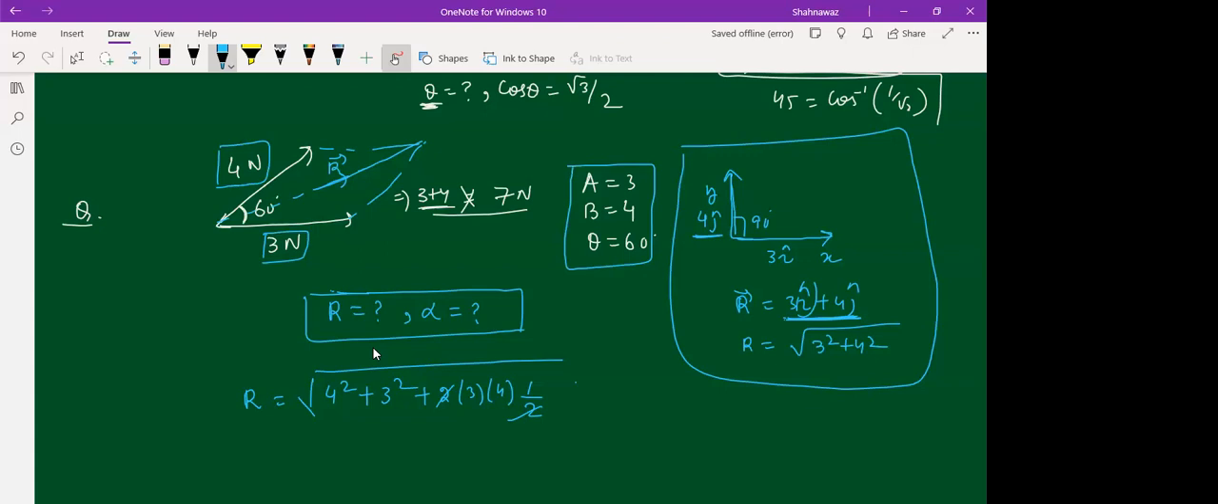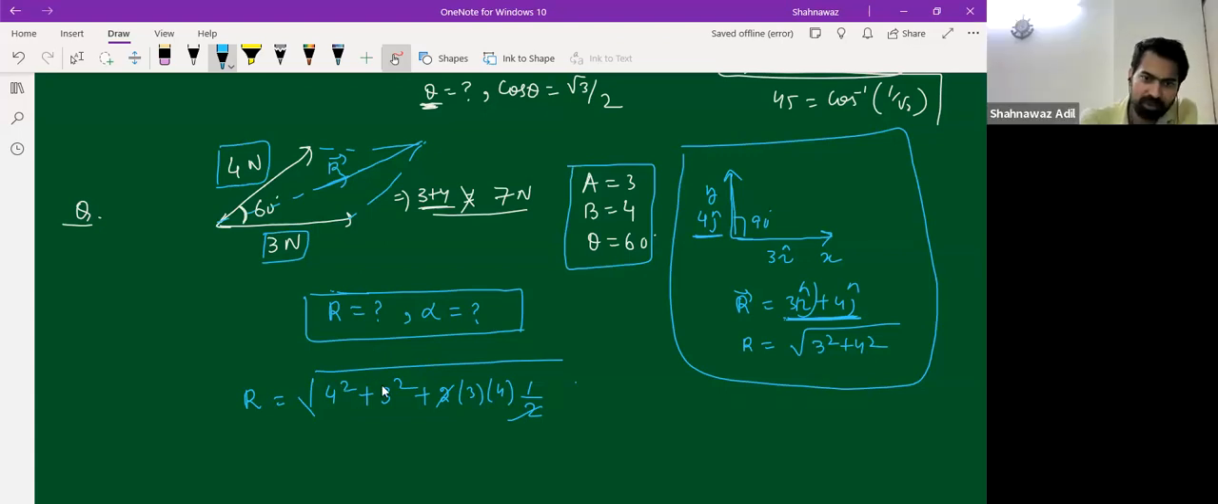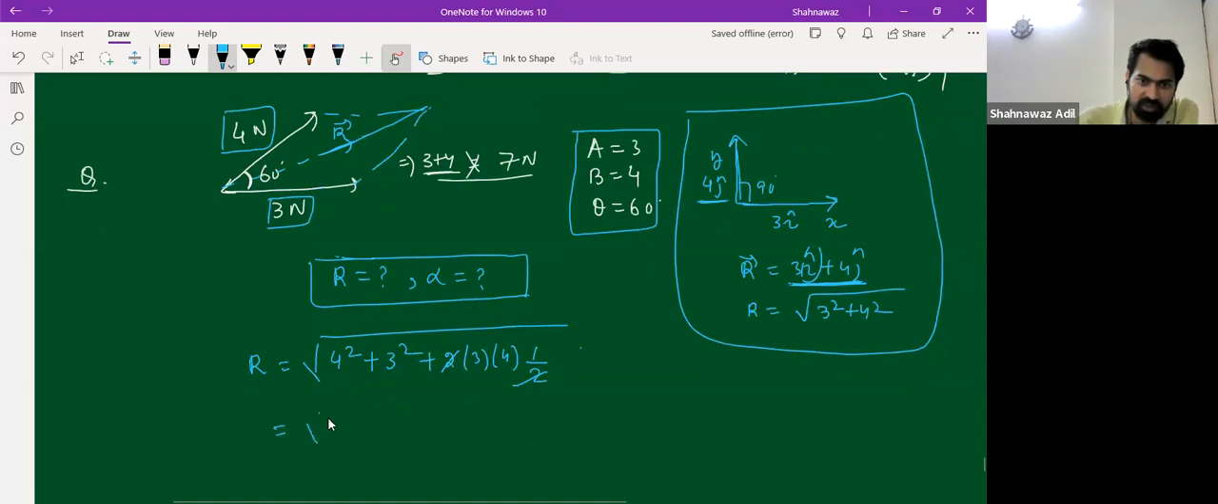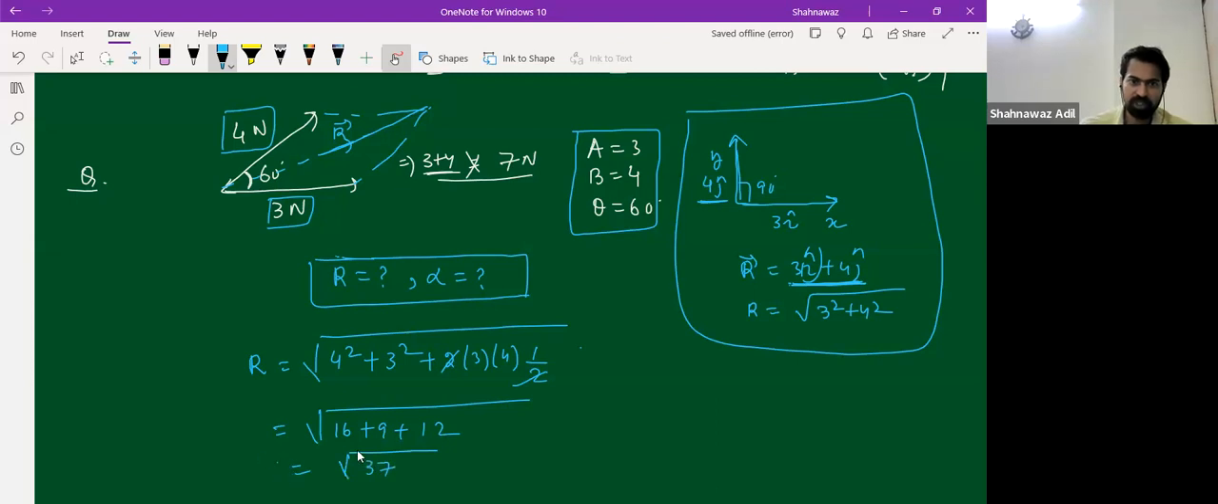The answer is root 37. Okay, so you already calculated the answer. Nice. So this is 16 plus 9 plus 12, and this is how much? 25, no, 37. So root 37 would be the magnitude of this resultant. And we need to find this angle.